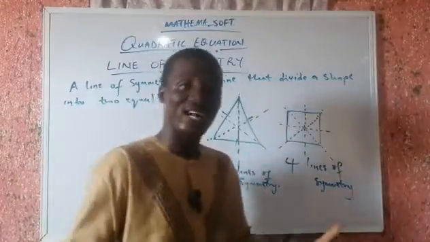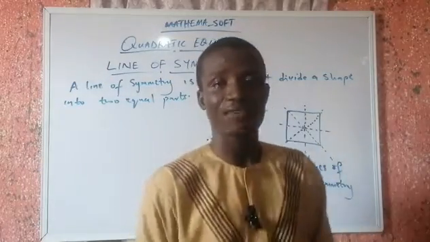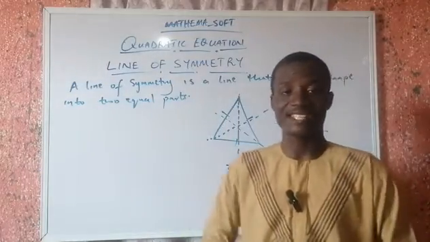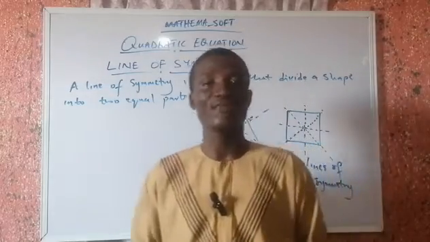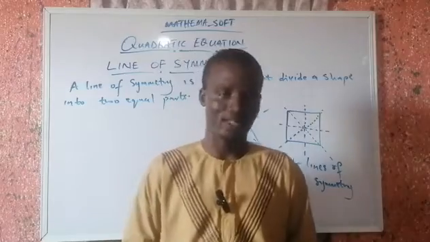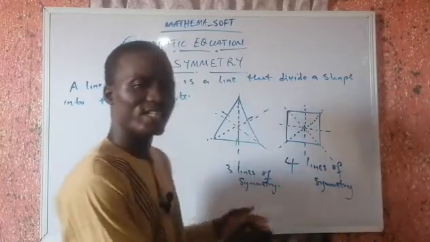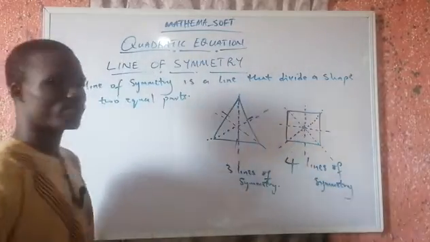Okay, and there are some shapes that may not have a line of symmetry. That is, it is impossible to draw a line through them that will successfully divide them into two equal parts. So let's bring this knowledge to a quadratic graph.